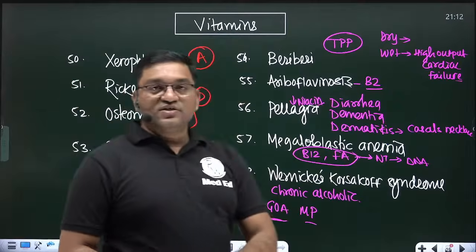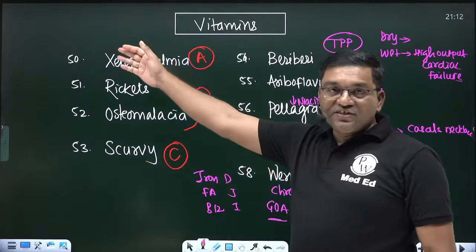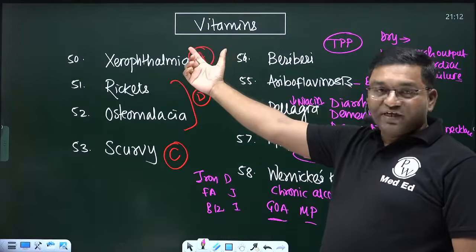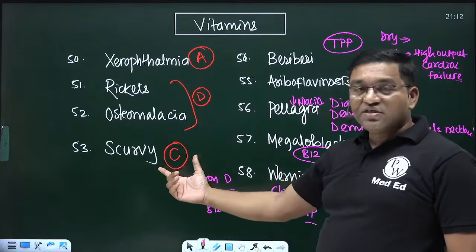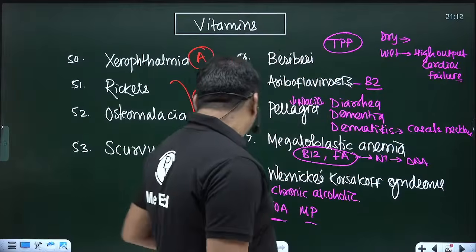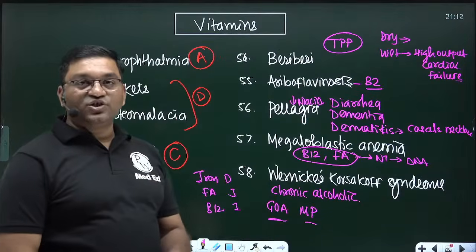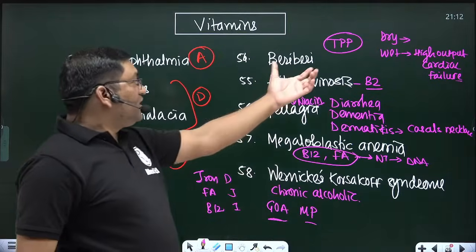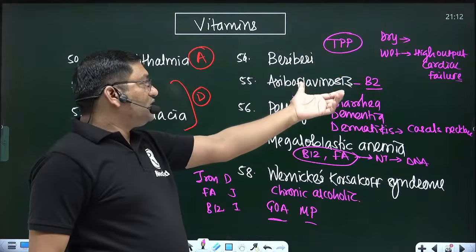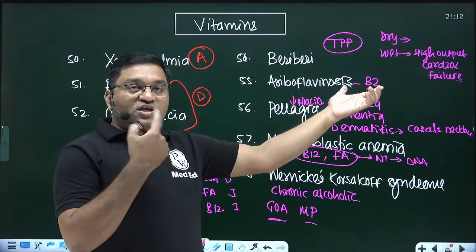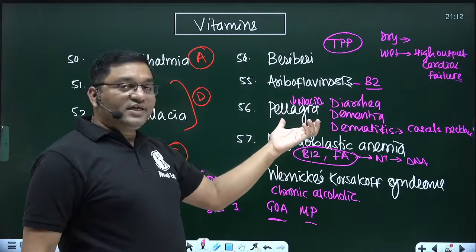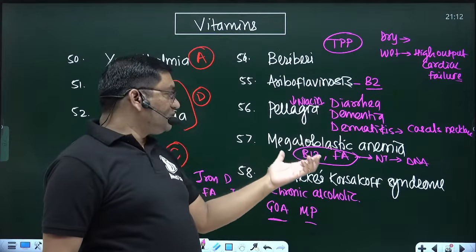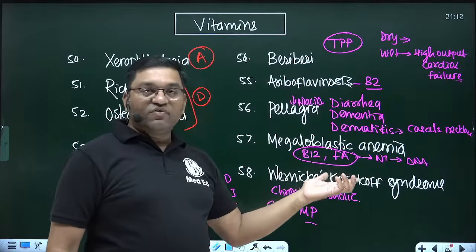Once again, xerophthalmia and the vision related problem is because of vitamin A deficiency. Rickets and osteomalacia are vitamin D deficiency. Scurvy is vitamin C deficiency. The RDA of vitamin C is 60 to 75 milligram per day. Beriberi is thiamine pyrophosphate deficiency. Riboflavinosis, circumoral and circumcorneal manifestations are there in the B2 deficiency. Diarrhea, dementia, dermatitis in niacin deficiency; megaloblastic anemia in B12 and folic acid deficiency.